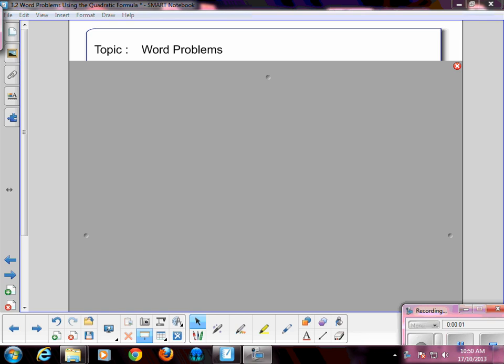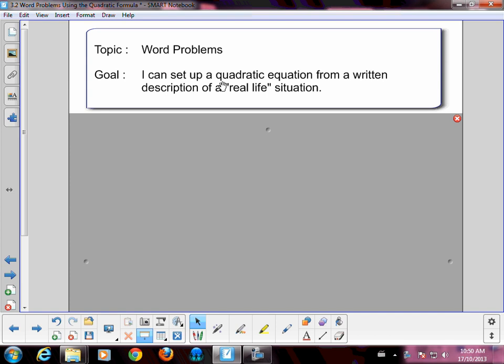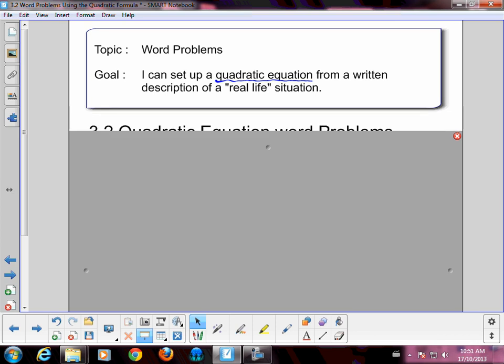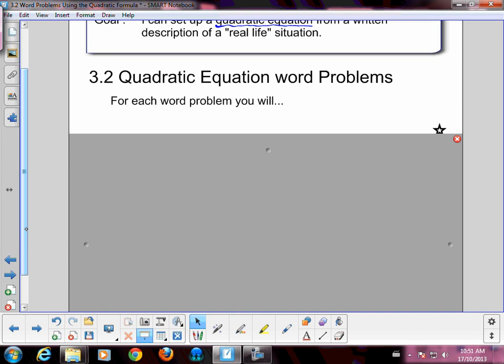Okay, today our topic is word problems, so things that we all definitely enjoy, sarcastically. Our goal today is: I can set up a quadratic equation from a written description of a real life situation. Because we're in quadratics, we're looking for quadratic situations, and we have to be able to make a quadratic equation so that we can then algebraically manipulate it to get the information we want. So section 3.2 in your textbook, and let's take a look.